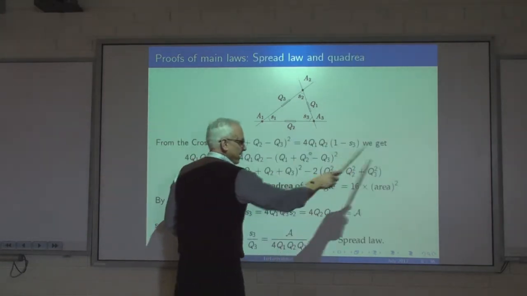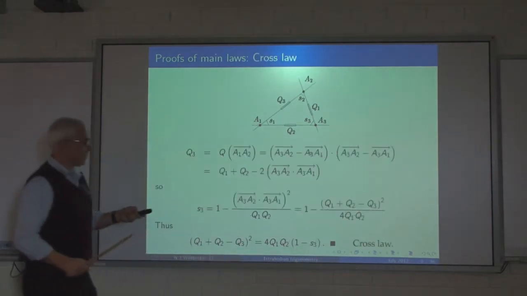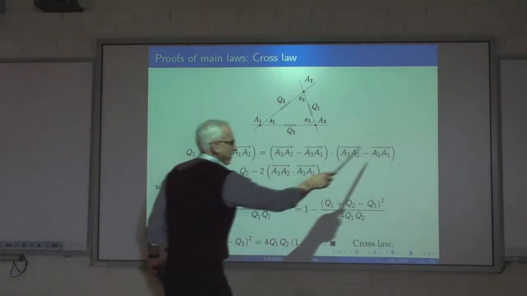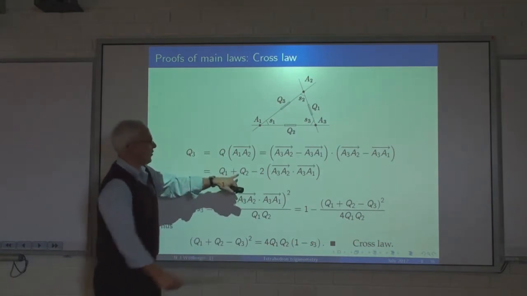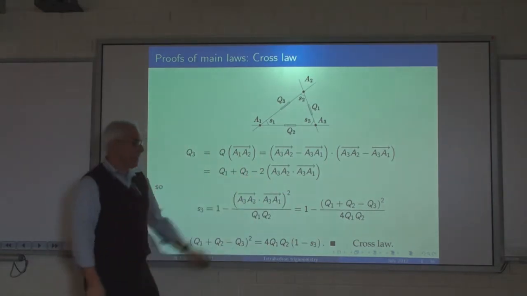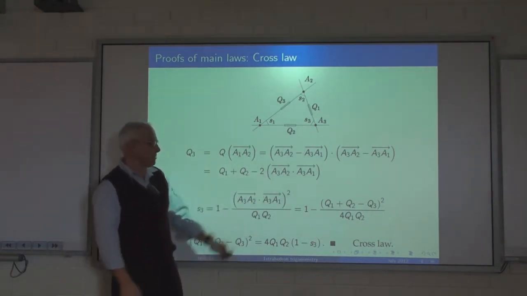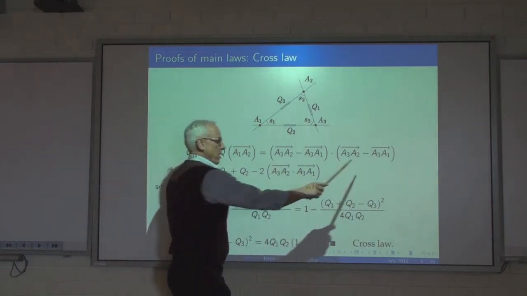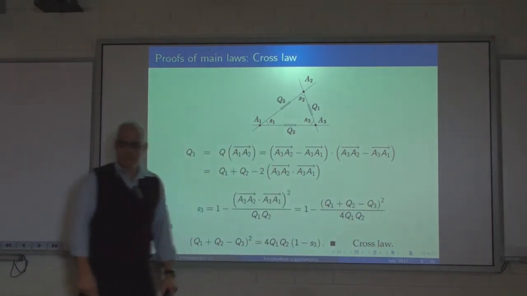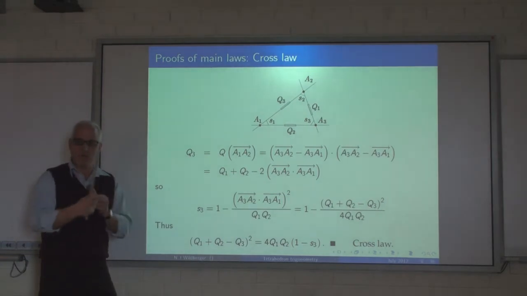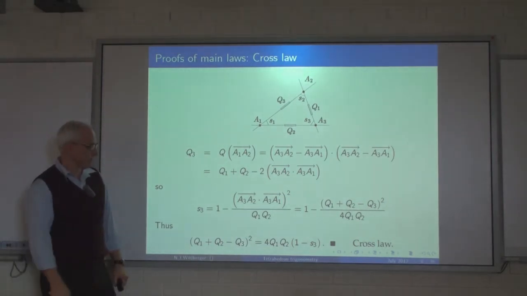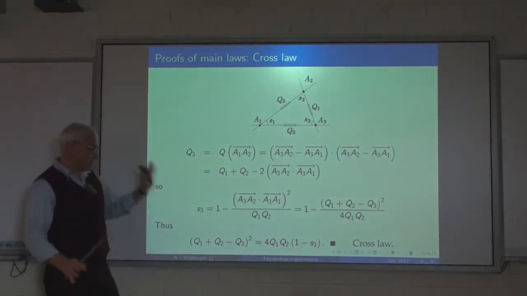Plus this one dotted with this one, which is the quadrance Q2. And then we have minus 2 times the dot product between A3A2 and A3A1. It's a symmetric bilinear form, so the two cross terms combine. So that's just a relation. Let's keep that in mind.